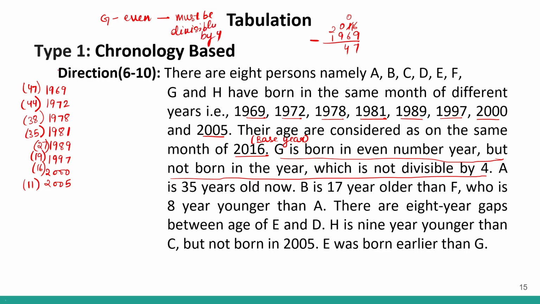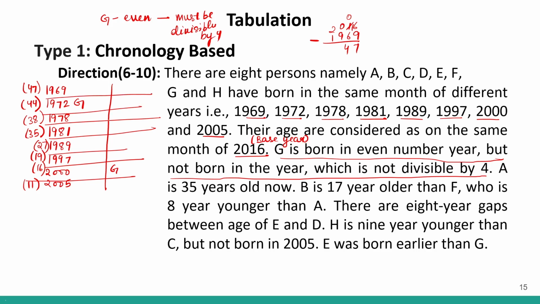So now, if I look at 44, 44 is divisible by 4, so G could be born here. Second, if I take the possibility, 38 is an even number, but is it divisible by 4? No. Moving on, 16. 16 is an even number, divisible by 4? Yes. So G could be born here. So now I have how many? 2 possibilities that we will take while solving the question.